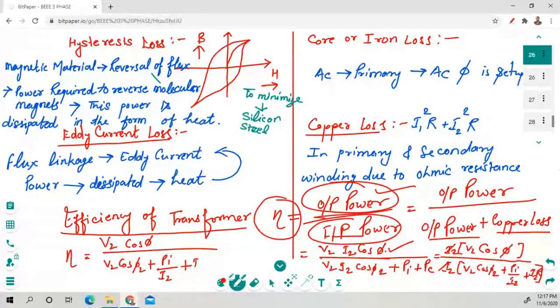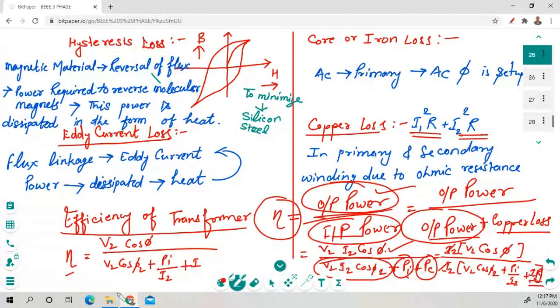We have calculated this output power, so we put it as it is, along with the iron losses and copper losses. How to calculate these losses? You can use Pi, and Pi is equal to I2 square into R. So you have to put these values right here and solve this equation to calculate the value of the efficiency.